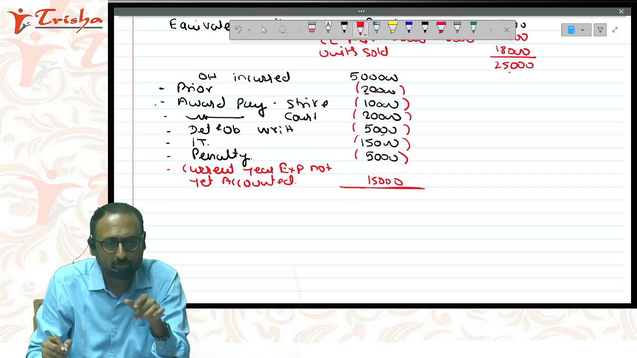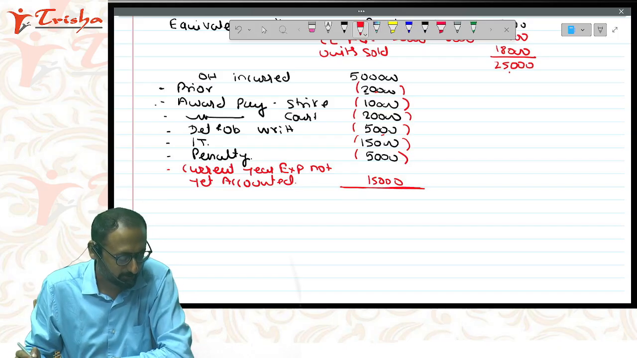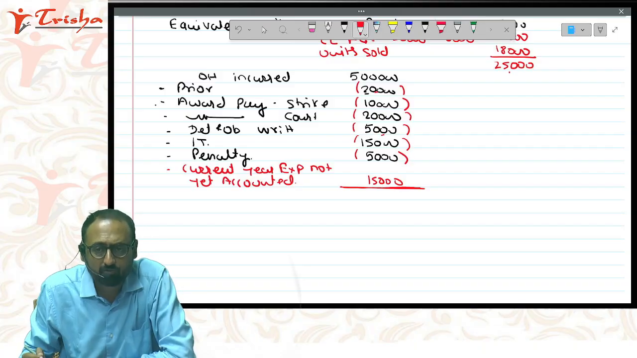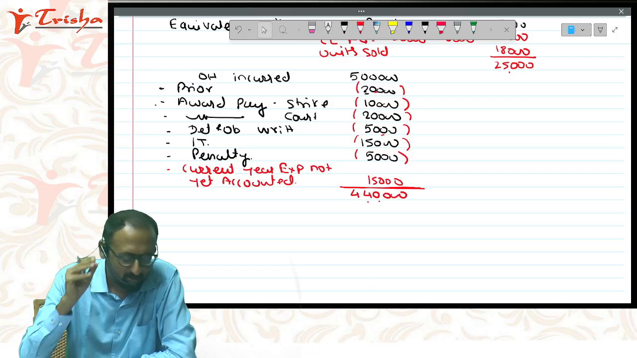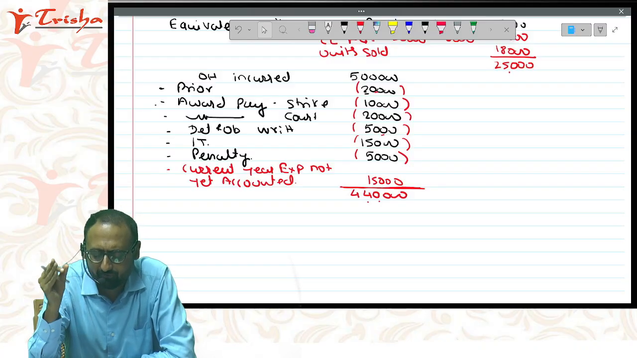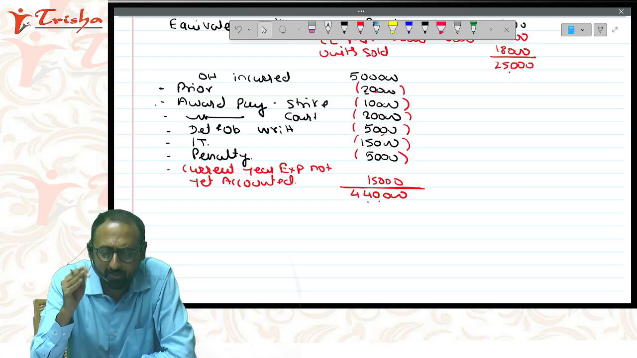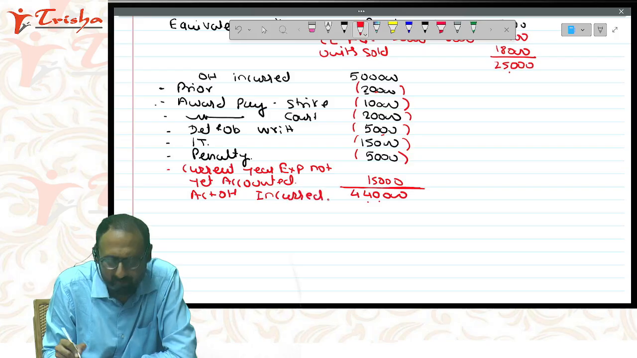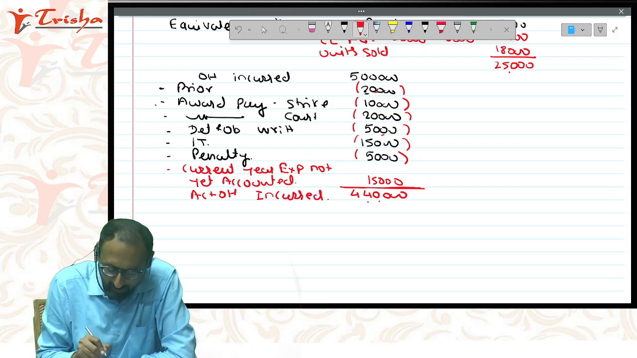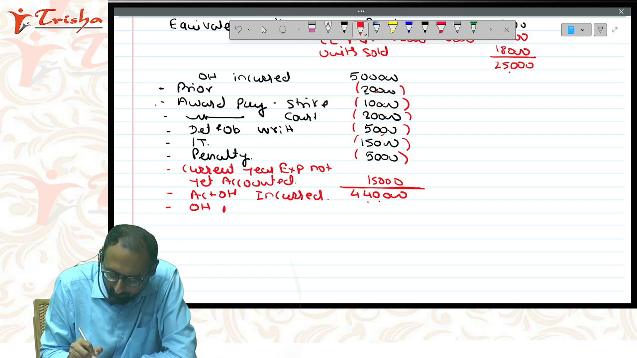Tell me how much will be your net overhead incurred? Fast answer. 4 lakhs? 4 lakh 40,000, something like that. You can check the answer. So net overhead incurred will be 4 lakhs 40,000. So remember this adjustment. Then actual overhead incurred is 4 lakh 40,000, suppose, and overhead absorbed.